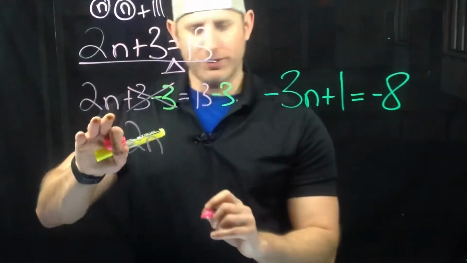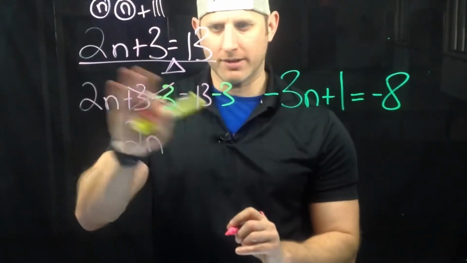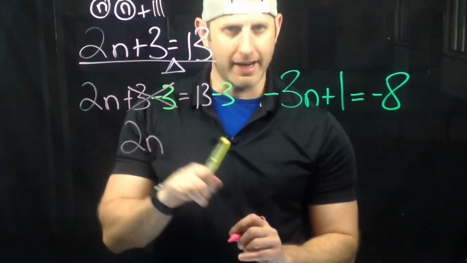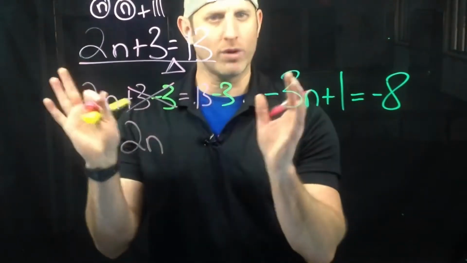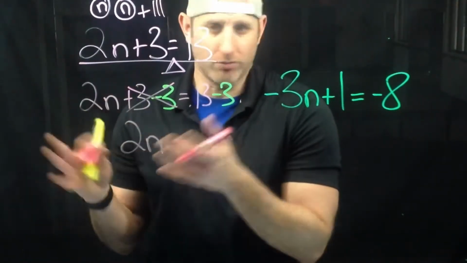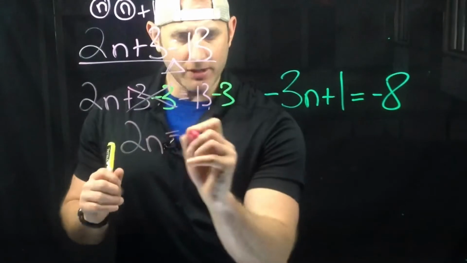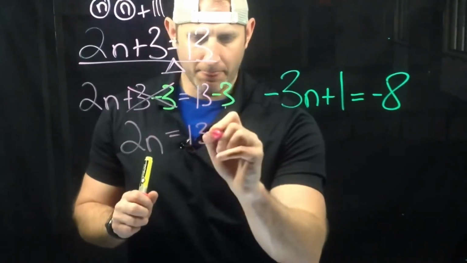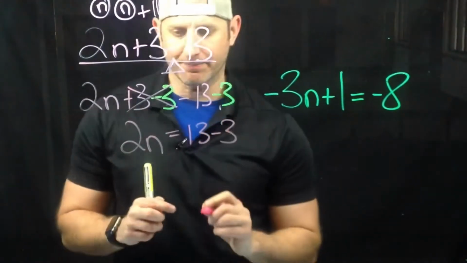That leaves us with 2n. This is zeroed. It's gone. Plus 3, negative 3, they equal 0. We're not even going to do anything. In math, 0, we don't even have to write it. And it's going to be equal to 13 minus 3.